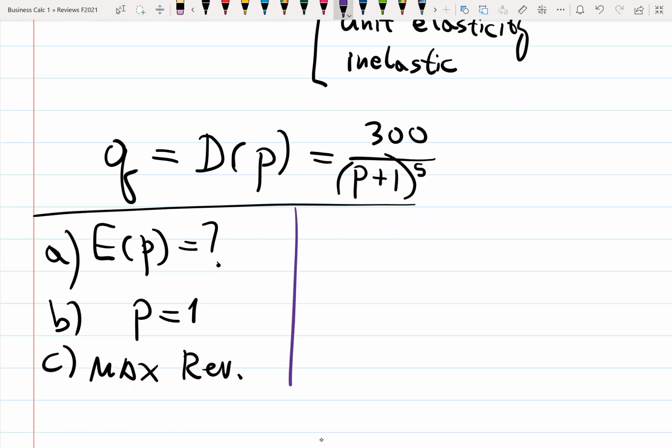5P over P plus 1. At P equals 1, it is 5 halves. Because it's greater than 1, it is called elastic. And then you maximize the revenue, and it gives you 0.25. Those are the answers. So you have now to work on this, that is good.